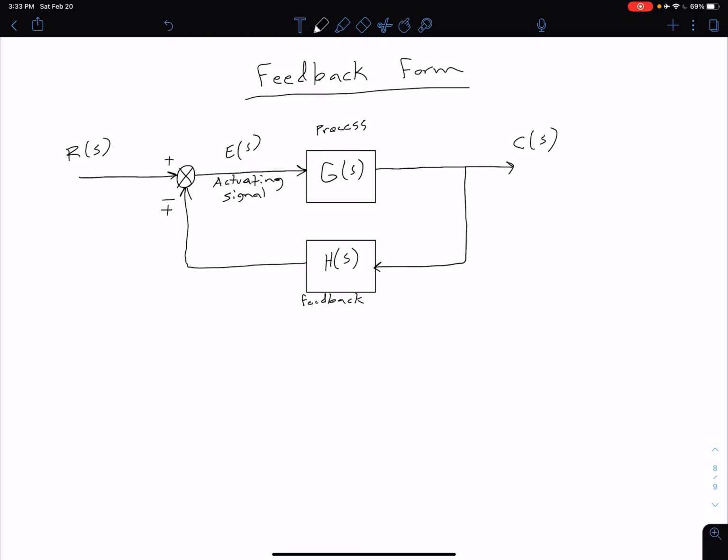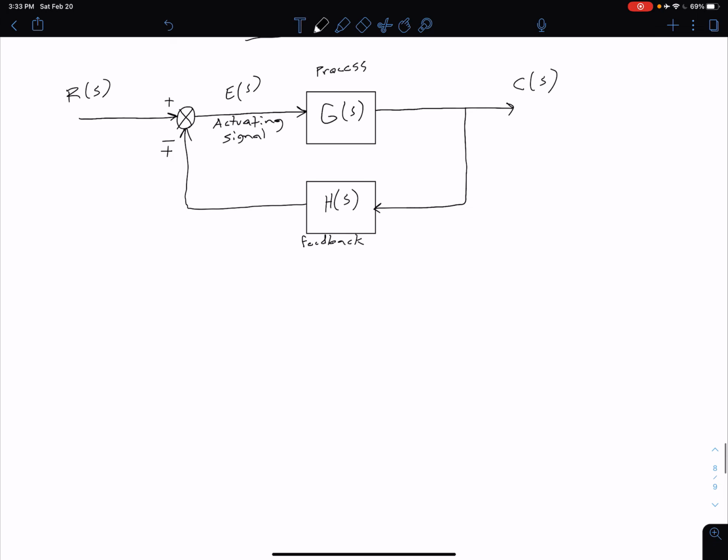Okay, so our main goal here is ultimately we want to do the same thing we did with our parallel and our cascade forms. We want to find some G EQ of S that directly relates our output and our input, C of S and R of S respectively. Again, the power of that is once we have a single transfer function that represents the system, we can figure out what type of response we're going to have and maybe some more details about that particular response type, such as speed, or we'll get into some more things later, such as stability and all of that.